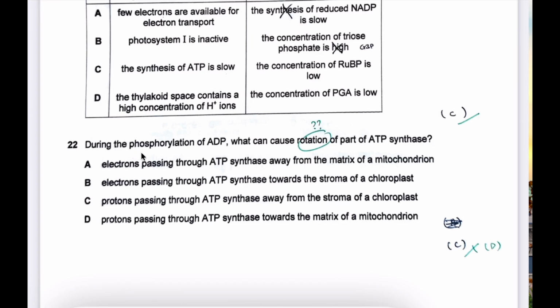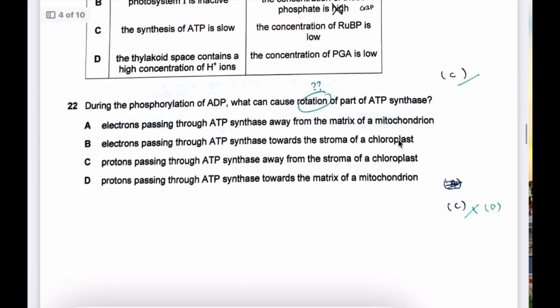During the phosphorylation of ADP, what can cause rotation of part of the ATP synthase? Okay. Yeah, I didn't know what that meant at all.